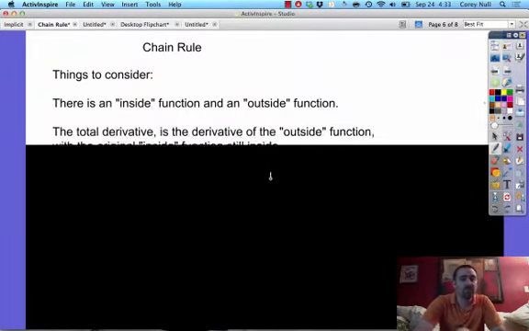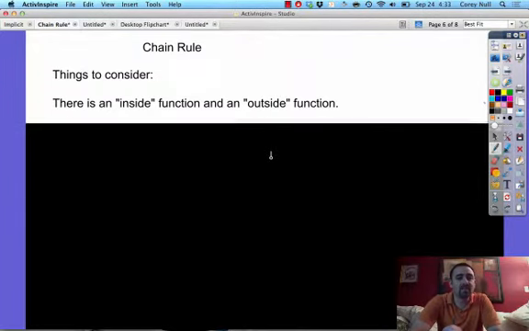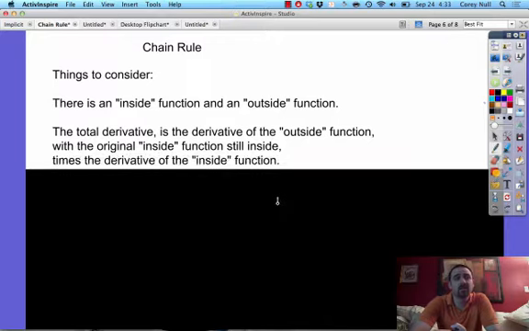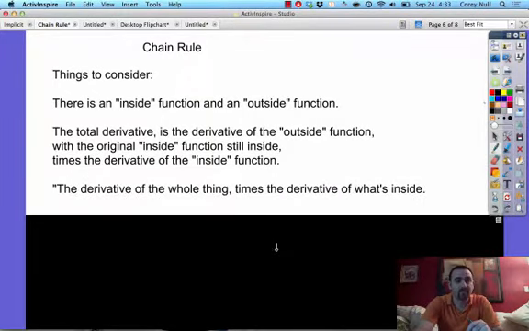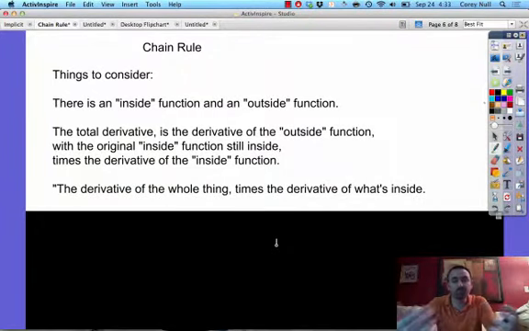So a couple things just to remember. There is an inside function and an outside function, and that's how I refer to them, inside versus outside. The total derivative, this is the language I've been using, is the derivative of the outside function with the original inside still inside times the derivative of the inside function. That's it. This is how I think of it in general: the derivative of the whole thing times the derivative of what's inside. You'll hear me say that a lot.